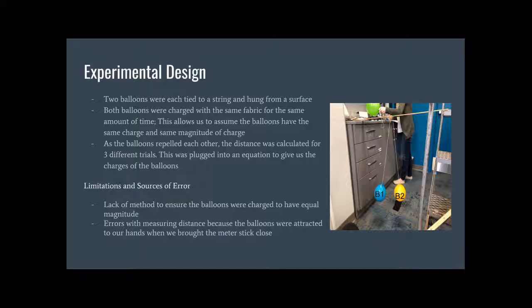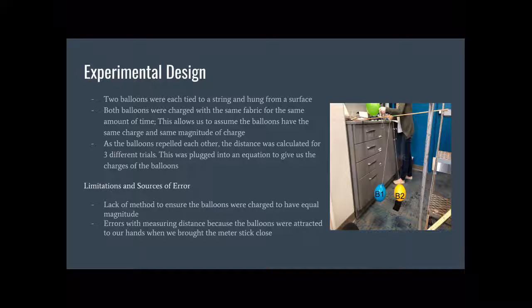As the balloons repelled each other, the distance was calculated for 3 different trials. This was plugged into an equation to give us the charge of the balloons. Limitations and sources of error include lack of method to ensure the balloons were charged to have this equal magnitude, and errors with measuring distance because the balloons were attracted to our hands when we brought the meter stick close.